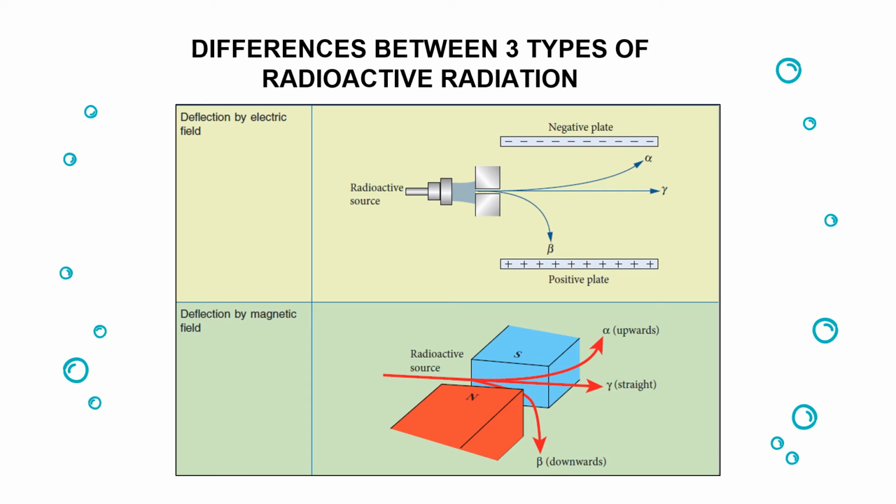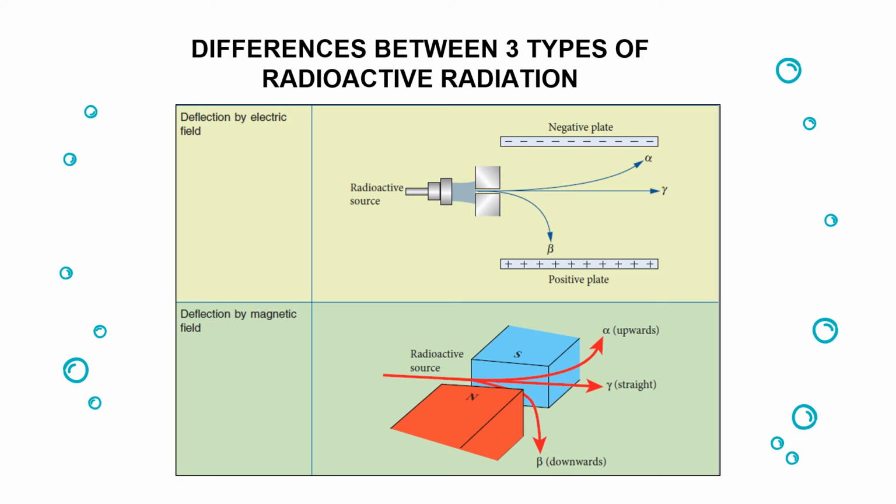So, from the diagram, we can see that the alpha particles accelerate to the negative plate. For the beta particles, they accelerate to the positive plate. But the gamma, which has no charge, will not be affected by the electric field and continues straight.